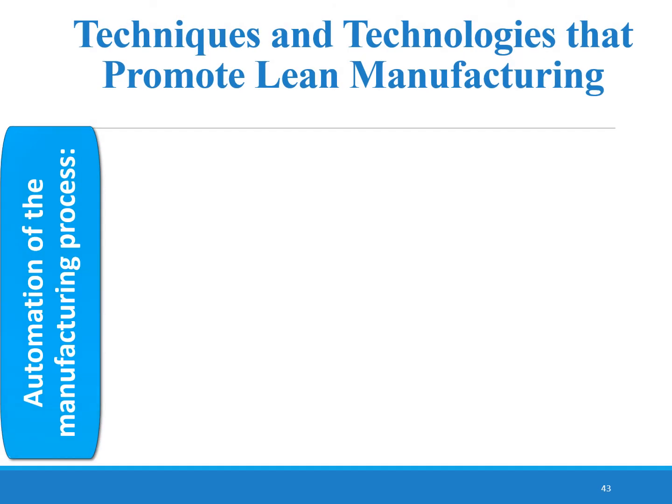Second is the automation of the manufacturing process. We need to bring in the computer and the reports to handle, and the machine to handle activities in the manufacturing.